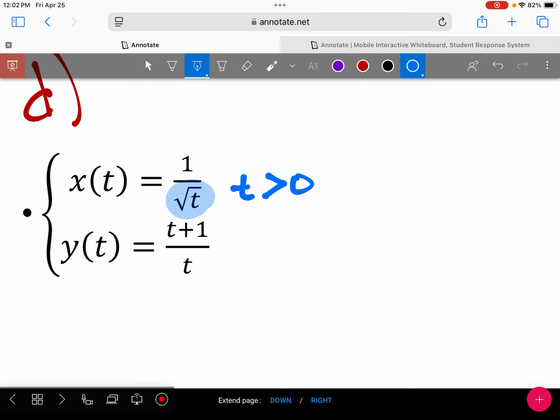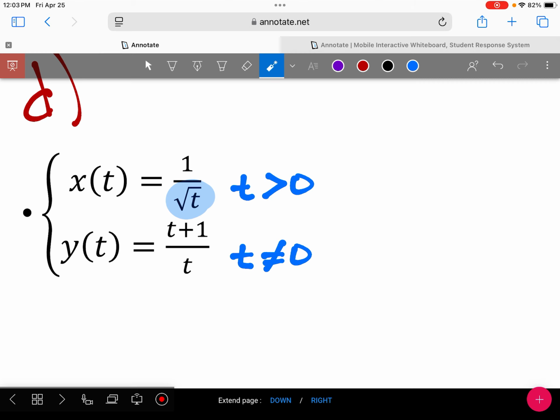Now, normally a square root, we would say it has to be greater than or equal to 0. But this time it's in the denominator, so we have to take off that equal. So that's my first domain. And then I have this one here that says t cannot be 0. Now, we kind of already said that with this first one. We established that t can't be 0.